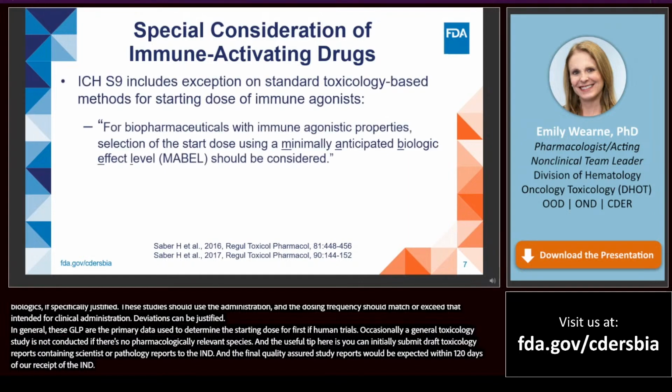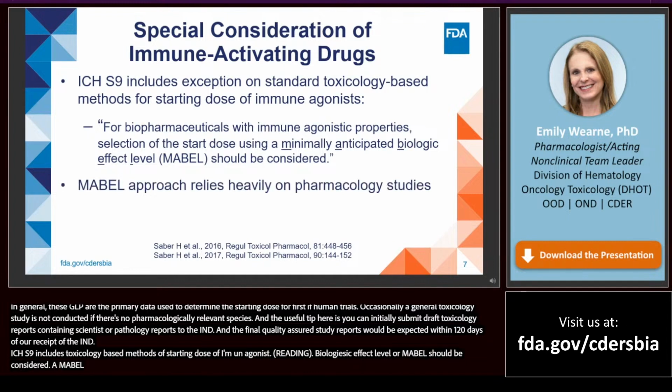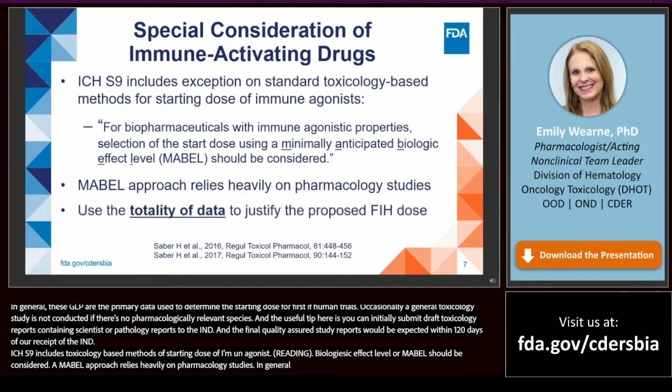ICH S9 includes an exception on standard toxicology-based methods for determining the starting dose of immune agonists. It states, for biopharmaceuticals with immune agonist properties, selection of the start dose using a minimally anticipated biologic effect level, or MABEL, should be considered. A MABEL approach relies heavily on pharmacology studies. And in general, it's important to use the totality of data to justify the proposed first-in-human dose.